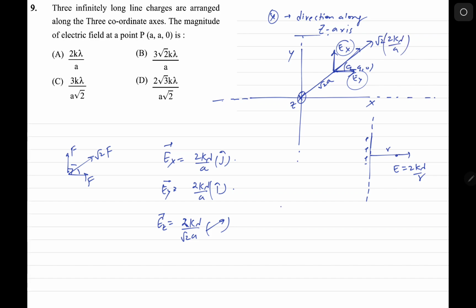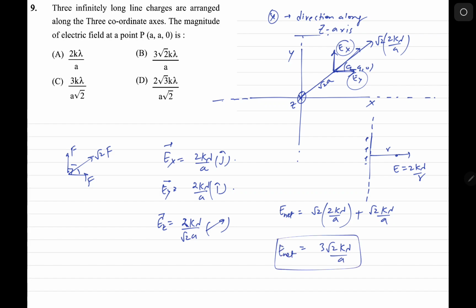So now the net electric field at that point is root 2 times 2kλ/a, the resultant of x and y, plus the electric field due to the z wire, which is 2kλ by root 2 a. Okay, 2 by root 2, so I can write root 2. Now you can see, 2 root 2 plus root 2, so 3 root 2 kλ/a. So that is the net electric field, the magnitude.